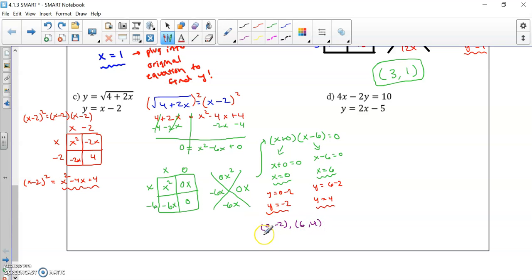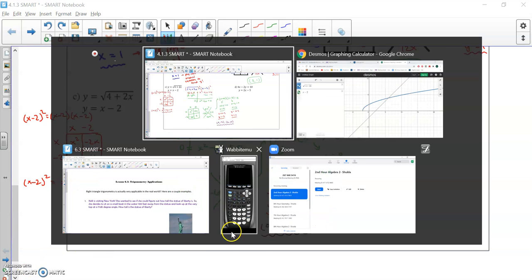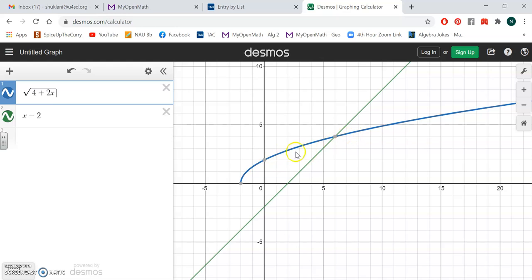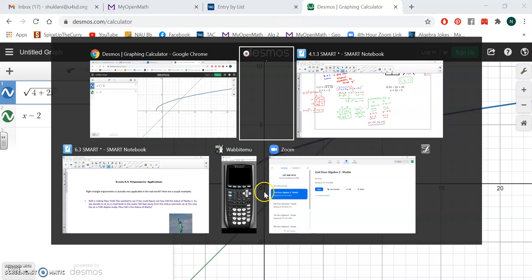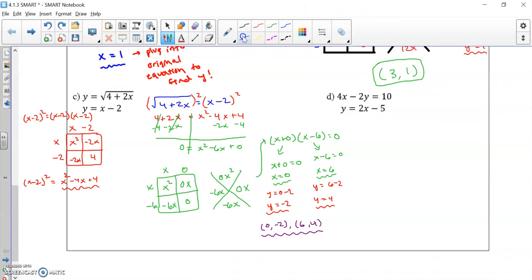But here's the thing. Whenever we have a radical, like a square root graph involved, we are having very high chances of having extraneous solutions. So let's take a look at the graph and see if any of these aren't real on the graph. All right, so looking at our graph here, we can see that 6, 4 is a true solution, but there is no 0, negative 2 solution here. So really what we need to say is that this is the true solution, but this one is extraneous.